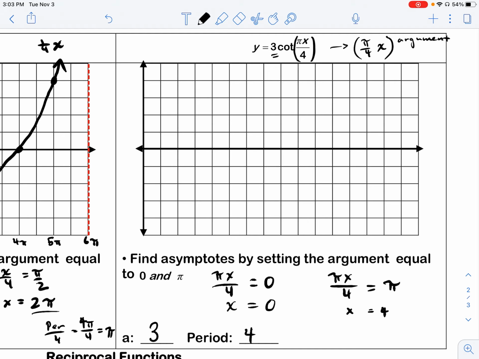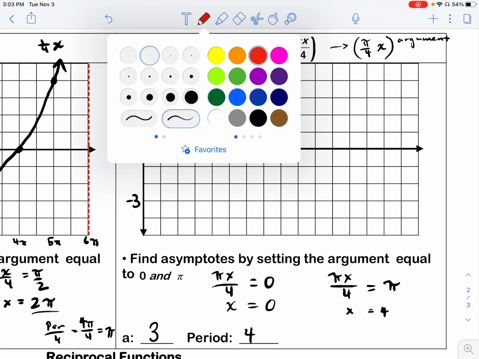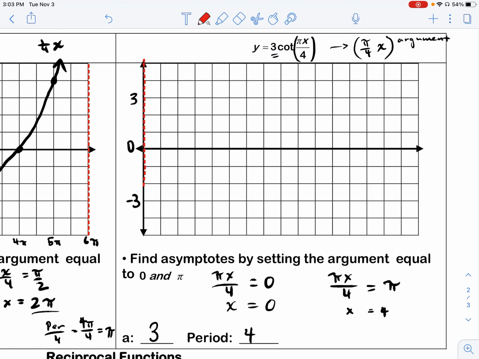All right, so now we're ready to label. I know that I need to have enough space on my y-axis to include my A value of 3, so I'm going to go 3, 0, negative 3 here. I need to make sure that I have my vertical asymptotes at 0, 4, and then the next one would be at 8. So I'm going to go ahead and graph those. Make sure I get that done first. So 0, and I'm just going to plot these first. I know I haven't graphed the x-axis or labeled the x-axis yet, but I know where these are going to be. So just do this first.